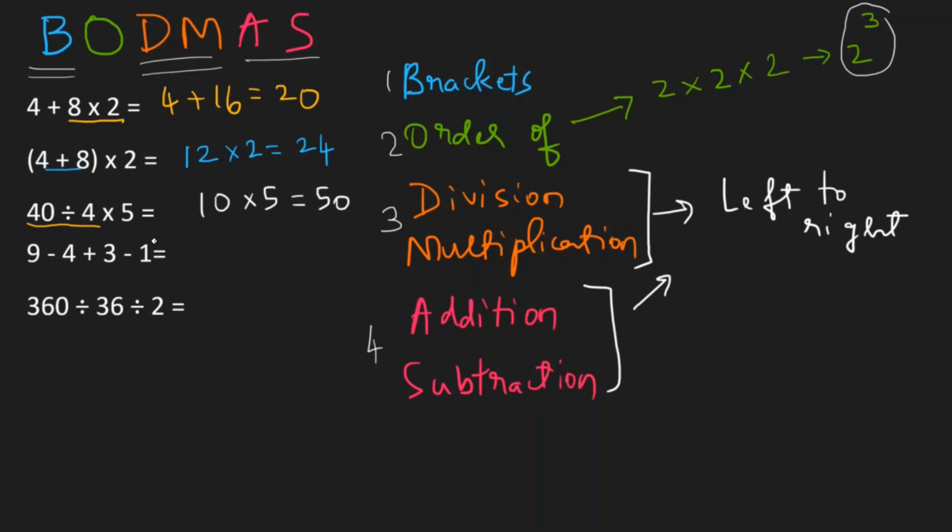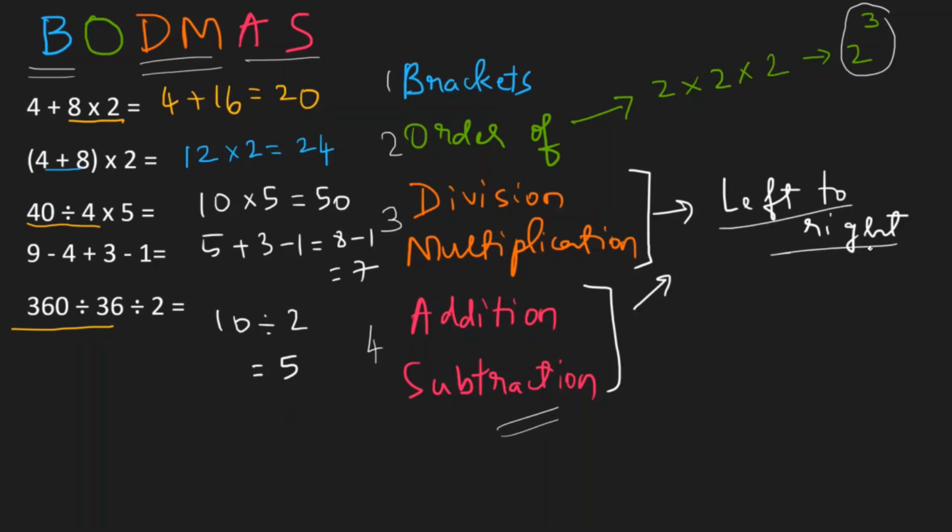Now in the next one, you have subtraction and addition. So just do the operations from left to right, because addition and subtraction have the same priority. So this is equal to 5 plus 3 minus 1, which is 8 minus 1, which is 7. Now in this operation, you do the operations from left to right because you have two divisions. So 360 by 36 gives you 10, and 10 divided by 2 gives you 5. Now if you had done it in the other order, if you had done 36 divided by 2 first, you would have got 18, and 360 divided by 18 is 20, which is a totally different answer. So this is the right answer. Remember, in these cases, you have to do the operation from left to right.